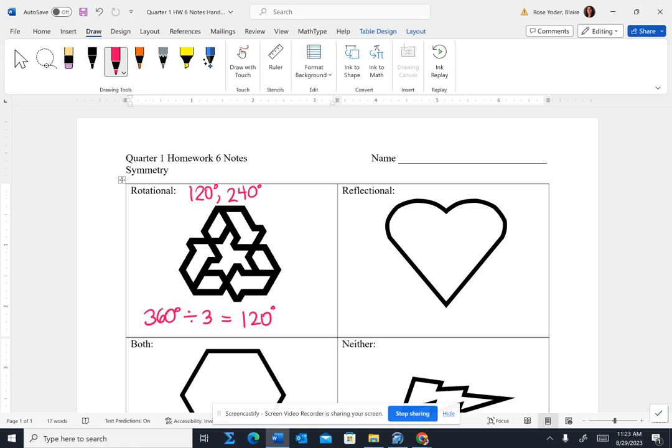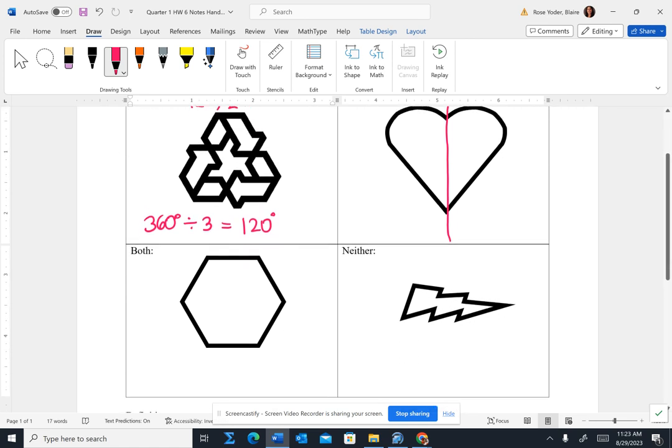All right, the second picture is an example of reflectional symmetry. So we're not going to rotate this image. We're going to reflect half of an image over a line. So if I draw this line of symmetry right here, if I folded the right half of the heart over that line, it would lie perfectly on top of the left half of the heart. So it has reflectional symmetry. I believe this one just has one line of symmetry, that vertical line.